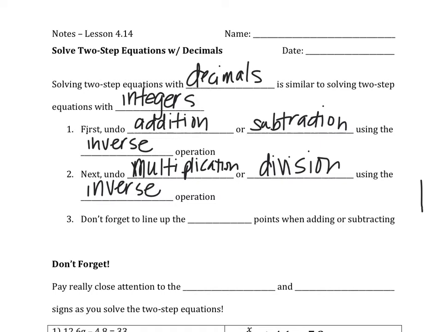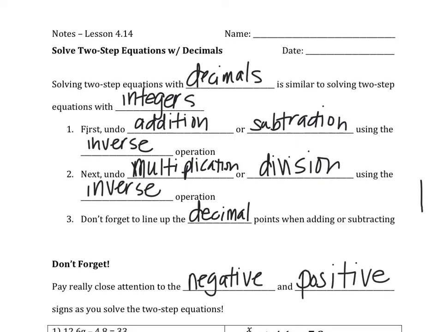And then we don't want to forget to line up the decimal points. This is really important when doing any adding or subtracting. And don't forget to pay really close attention to the negative and the positive signs as you solve the two-step equations. So let's take a look at some examples of this.